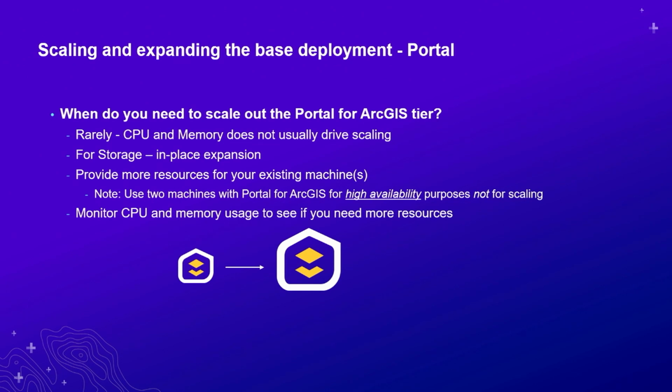Something to note is that we have this option of high availability configurations for ArcGIS Enterprise. I haven't mentioned it yet, but for those of you who come across this, you'll notice that high availability adds a redundant extra copy of each of these components. And it may look like that's also a mechanism for scaling out. For Portal for ArcGIS, that's really not the case. High availability adds an extra copy of the Portal for ArcGIS component for the purposes of providing redundancy, not for scaling out. Ultimately, monitor your CPU and memory usage to see if you need more resources.